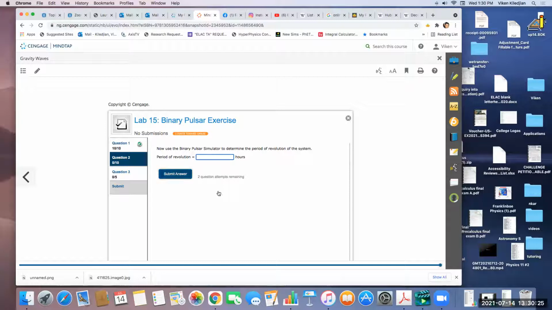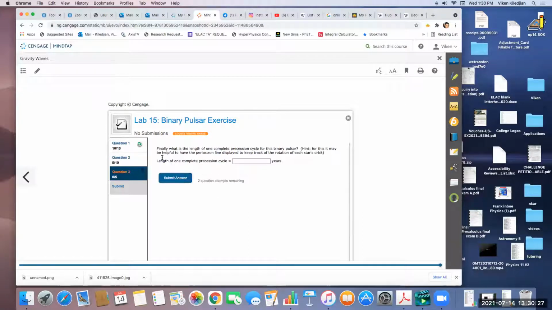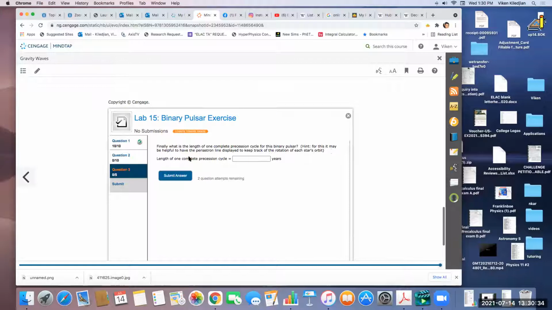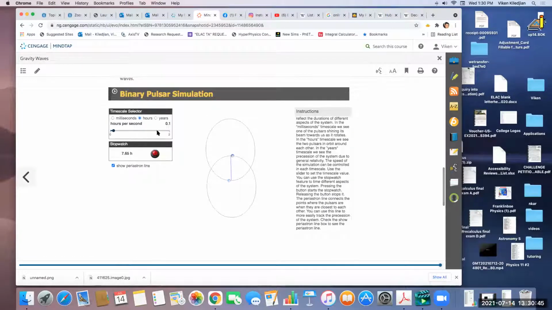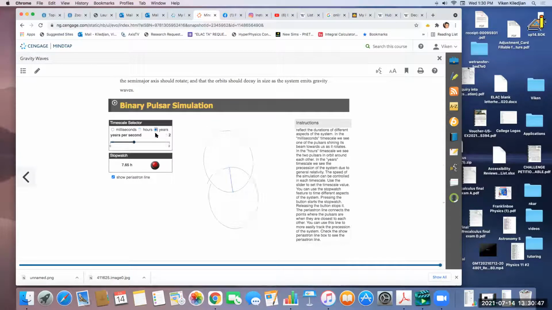Let's see here. Then question 3. Finally, what is the length of one complete precession cycle for this binary pulsar? Hint, for this, it may be helpful to have the Periastron line displayed to keep track of the rotation. Length of one complete precession cycle. Okay, this is going to take a lot of years probably, huh? Let's see here, years.